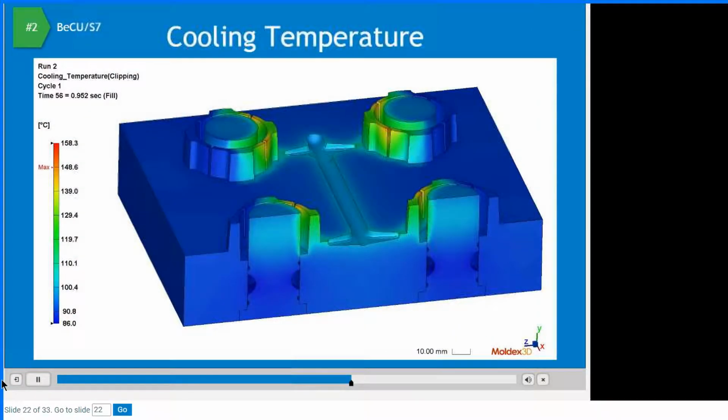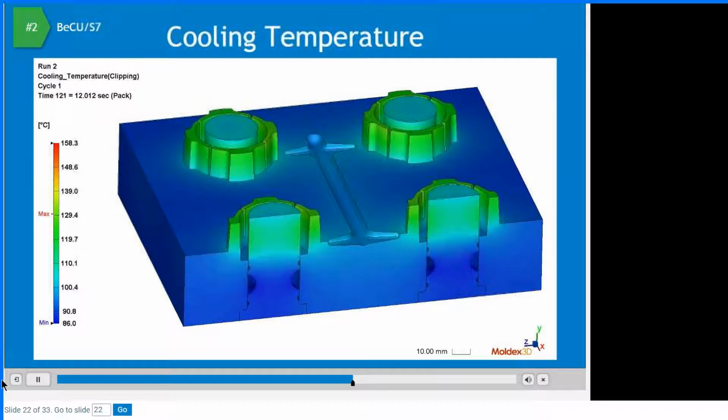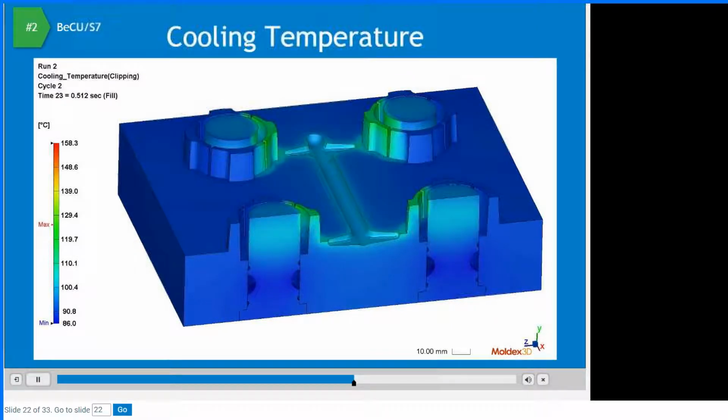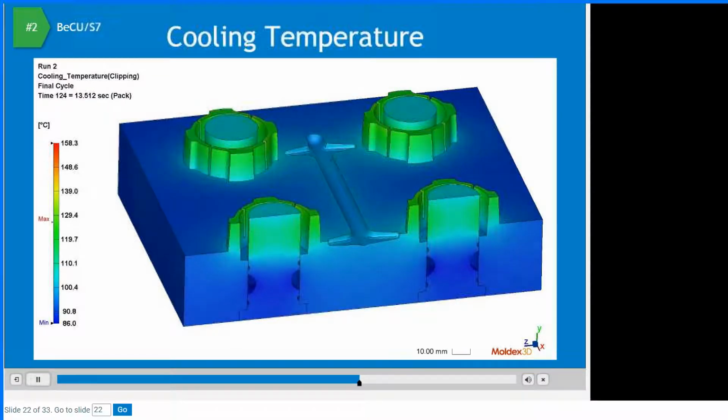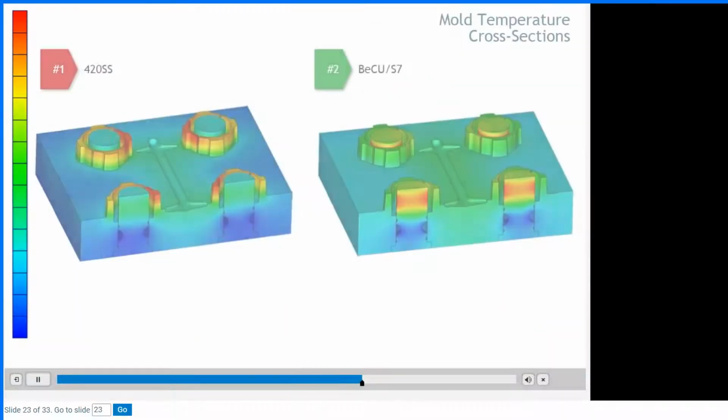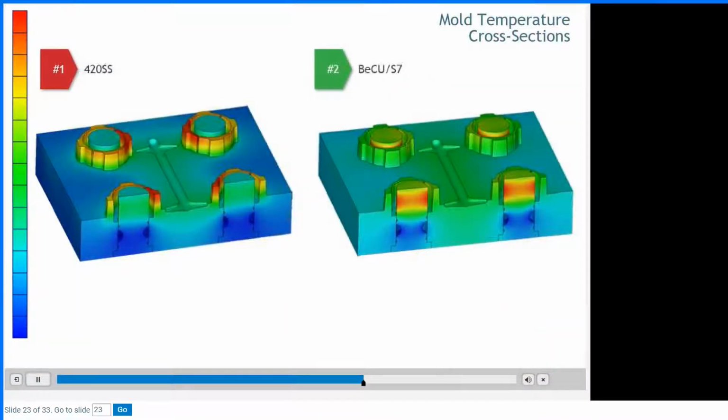Here you can see the temperature development without the polymer material. This 4-cycle temperature animation shows a dramatic difference in the mold temperature distribution. The mold temperature range is now only 20.8 degrees Celsius. Here you can see the mold temperature cross sections for the examples at the end of the cooling time. The colors clearly indicate the difference in the mold temperature distribution. By changing the mold base material to beryllium copper, the temperature variation was minimized.